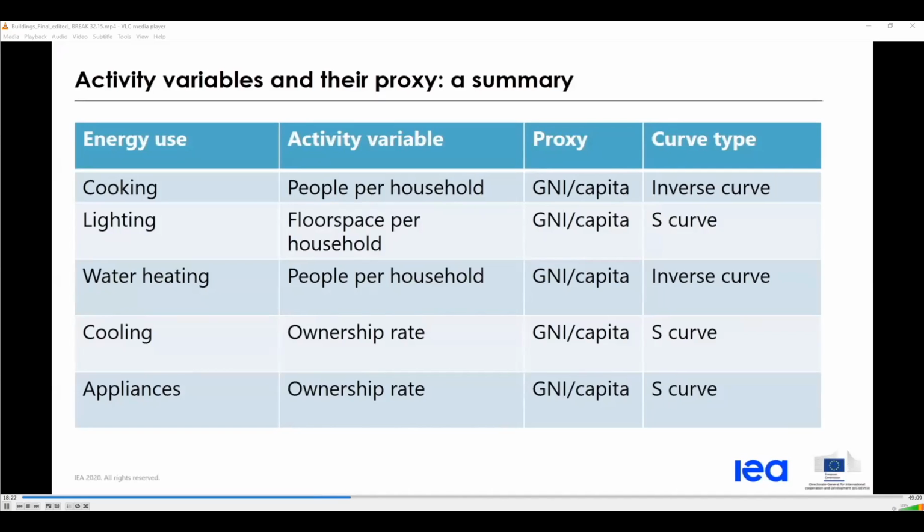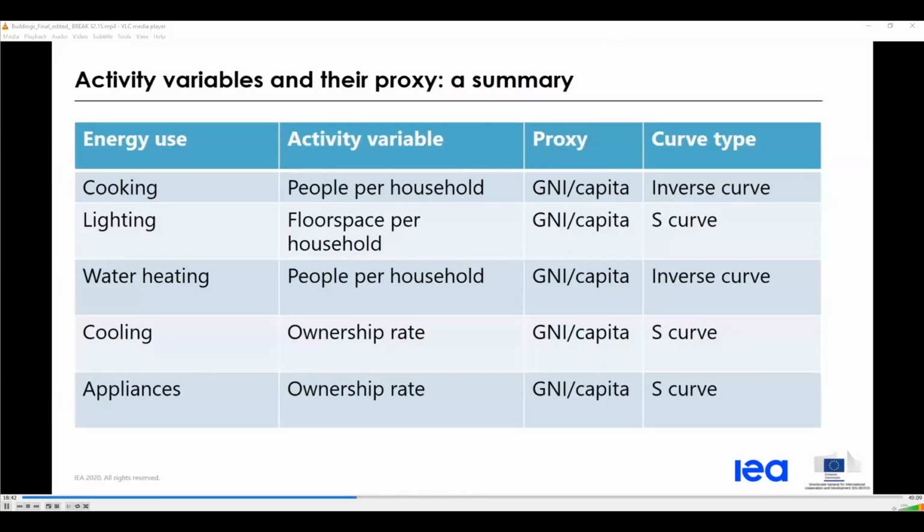How many air conditioners, refrigerators, or televisions are owned on average by the household? And then how does this ownership evolve based on increasing income? So again, an S-curve, rapidly increasing at a certain point and then starting to slow down as ownership saturates.